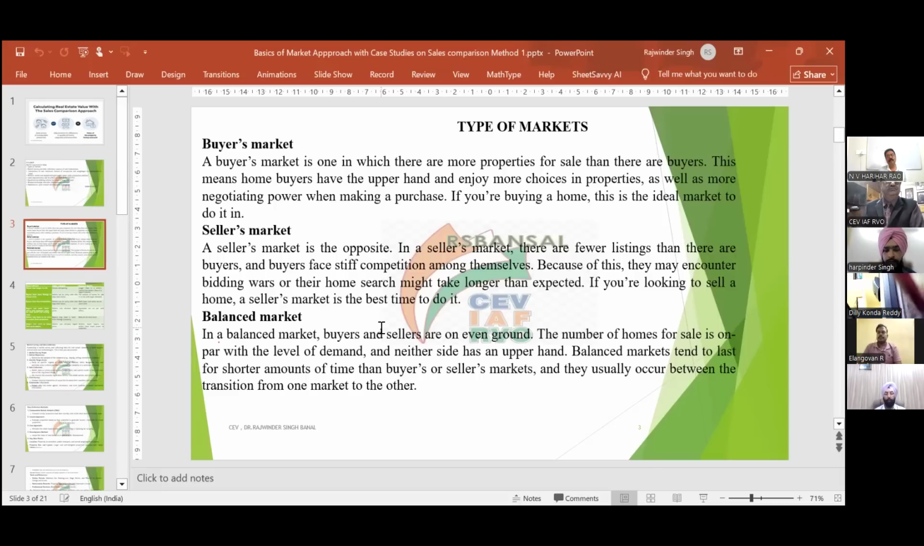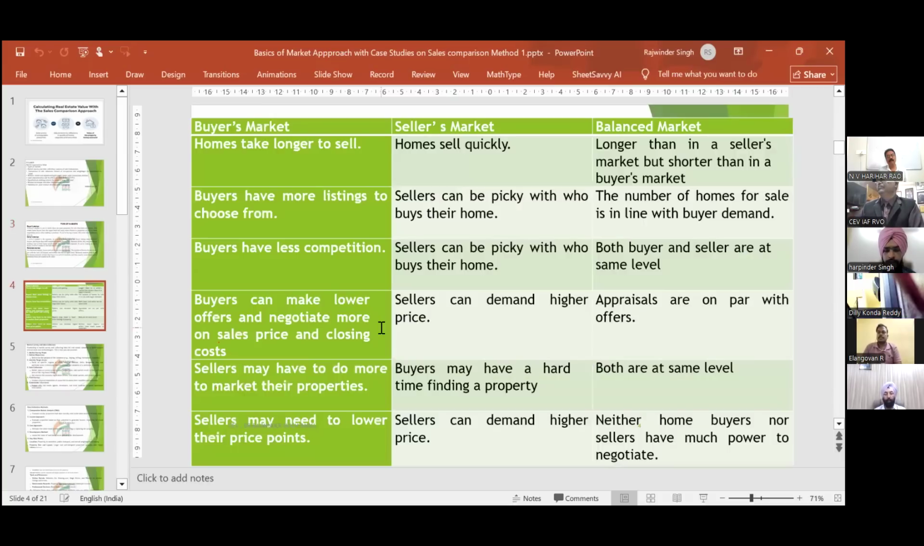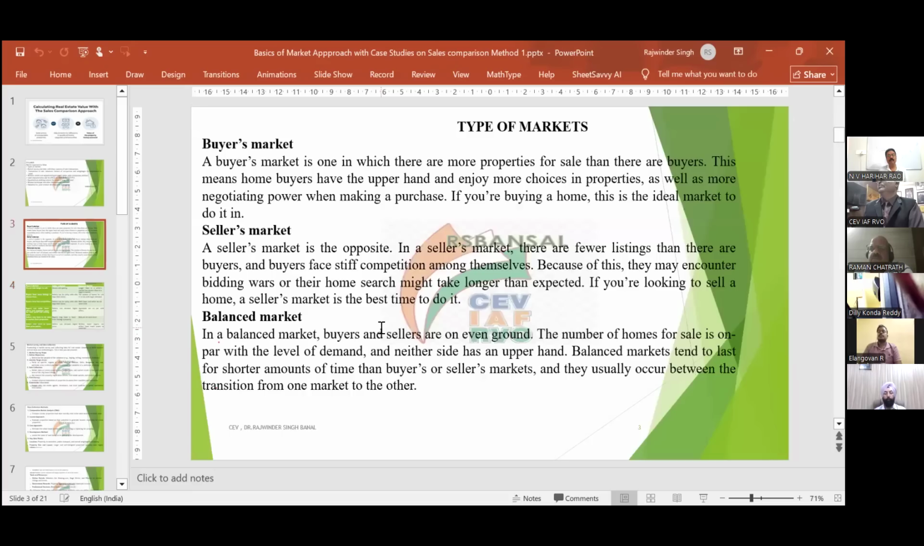Clear? Is this clear to all of you? Yes, sir. And then if we compare them in a buyer's market, can you please explain again, sir?